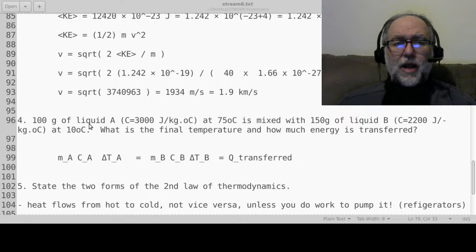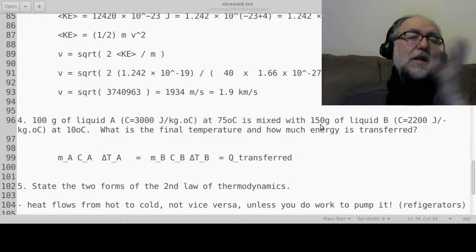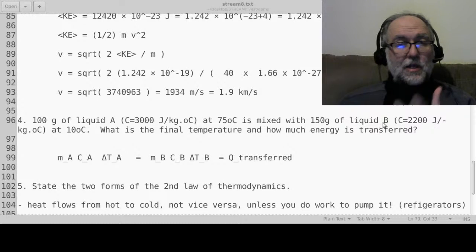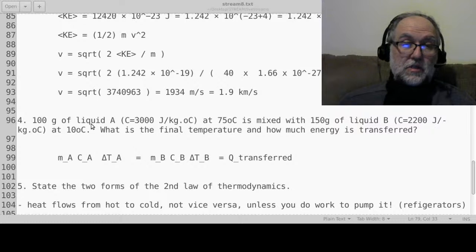Okay, so I'm going to take 100 grams of liquid A with a specific heat of 3,000 joules per kilogram degree Celsius, at 75 degrees Celsius. So I've got 100 grams of this liquid A, and it's originally at 75 degrees Celsius, so it's hot. And I'm going to mix it with 150 grams of this liquid B with another specific heat at 10 degrees Celsius. And 10 degrees Celsius is cold.